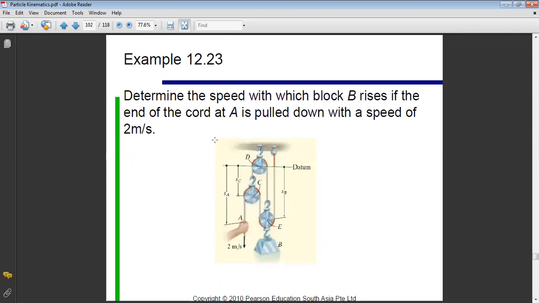Try to practice with this problem, okay? So this is the same concept. You have a system of pulleys, and you should correlate the motion of A and B. So try to do it, and if you have any problem, you can ask me whenever you want.